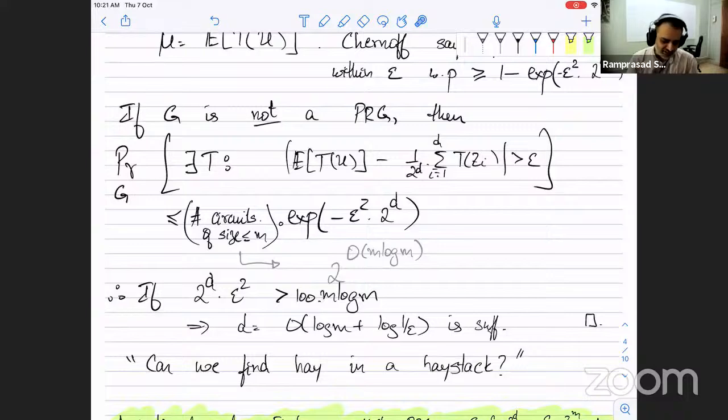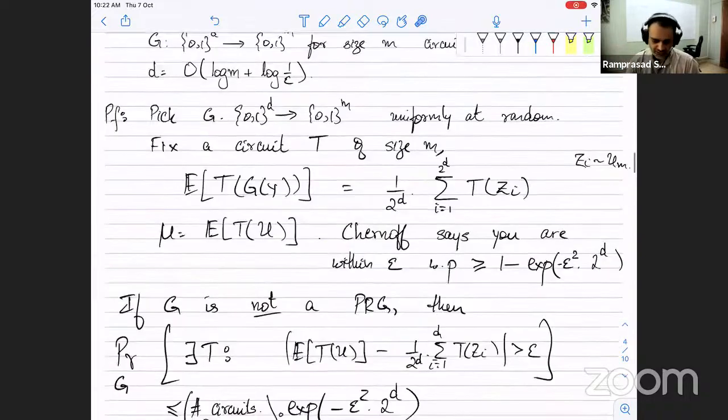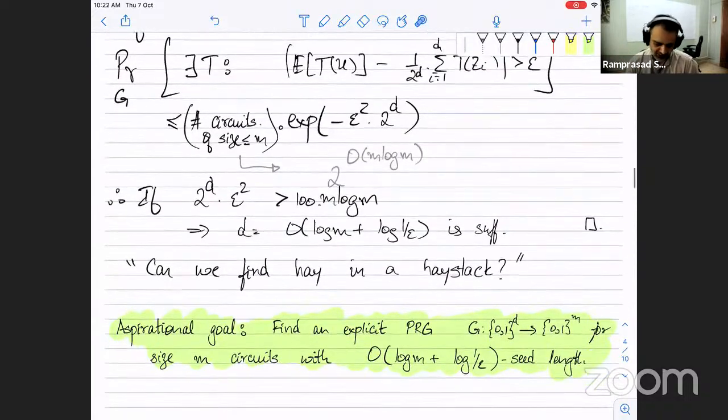But trying it on a random setup is very useful because it tells you what the aspirational parameters are that you should try to achieve. Since a random construction works with the seed length being this, you should mentally tell yourself, okay, that's what I'm trying to get. So an aspirational goal could be to find an explicit PRG, and the fact that it is explicit is important, that has the seed length that a random object has, because that's your gold standard. You're trying to achieve something like that.